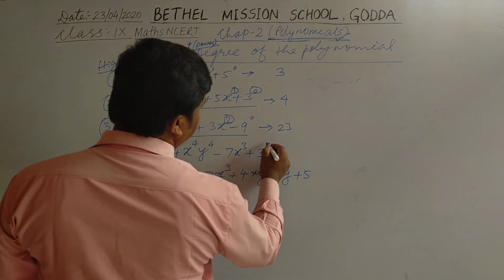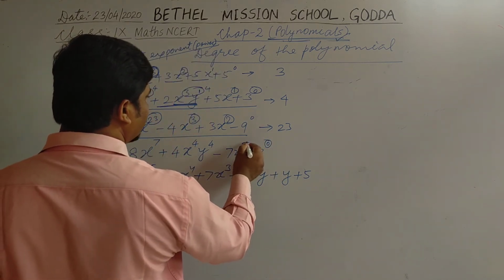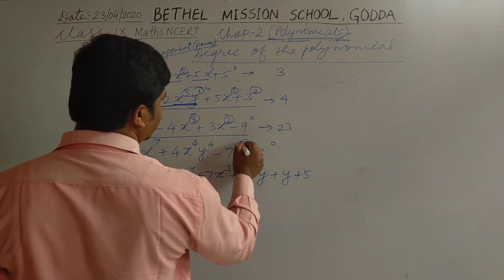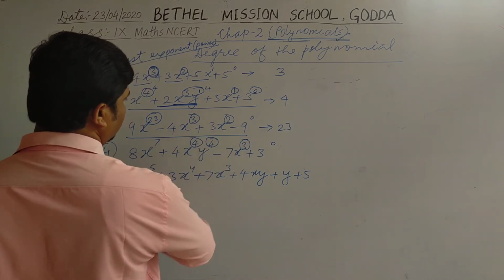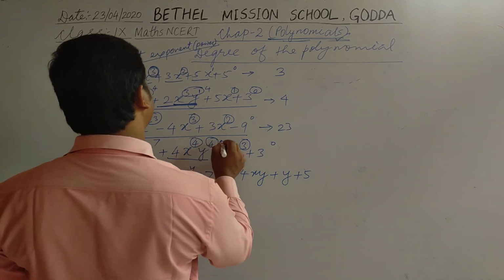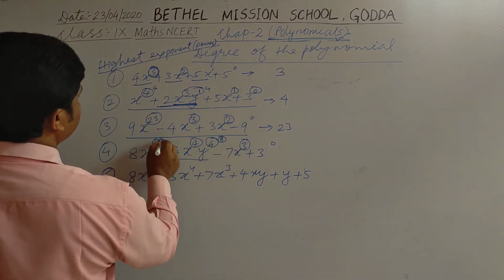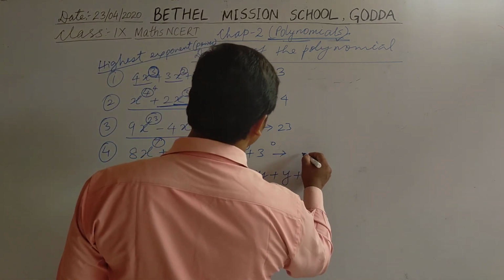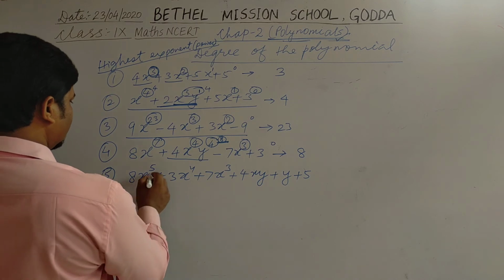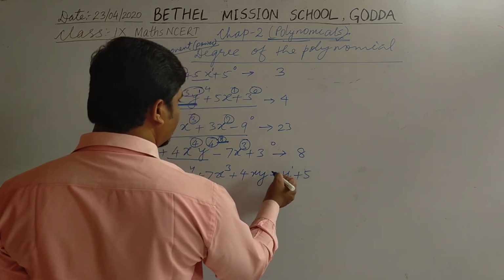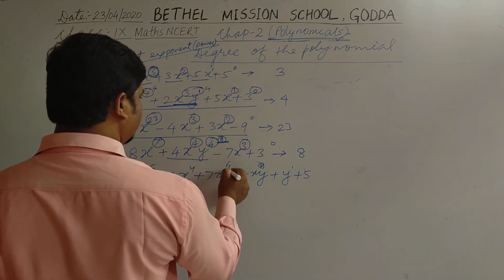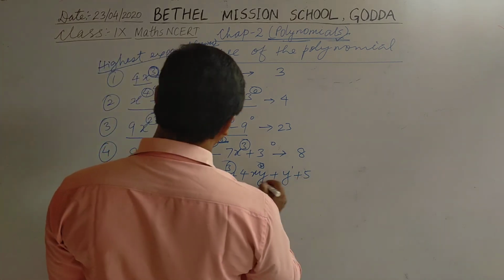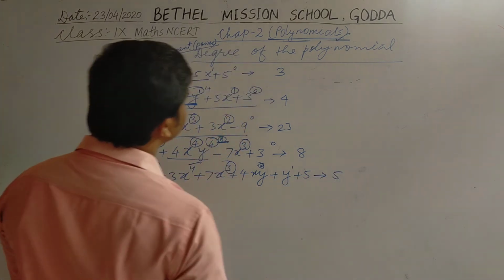Here power is 0, here power is 0, here 3, here 4 and 4, because in this term two variables are there. 4 and 4 is 8, and here 7. So the highest exponent is 8. So what will be the degree of this polynomial? 8. Here 0, 1, 1, 1, 2, here 3, 4 and here 5. So obviously the highest power is 5. So the degree of this polynomial is 5.